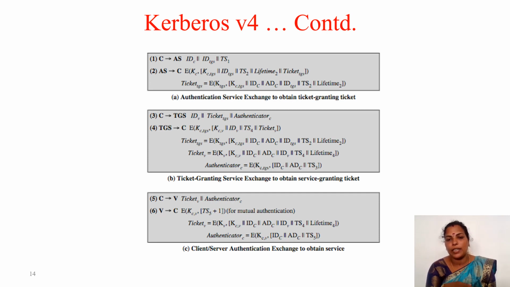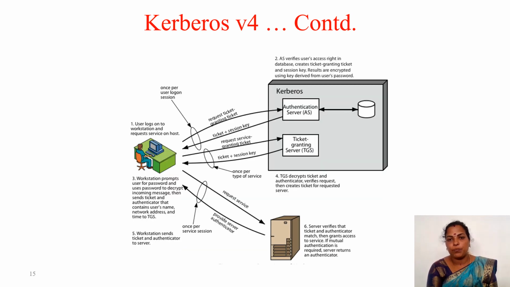For mutual authentication, V is sending the message to the user. So these are the steps involved in Kerberos V4. First is the authentication service exchange to obtain the ticket granting ticket. Next, we have the ticket granting service exchange to obtain the service granting ticket, and finally we have the client server authentication exchange to obtain the service.